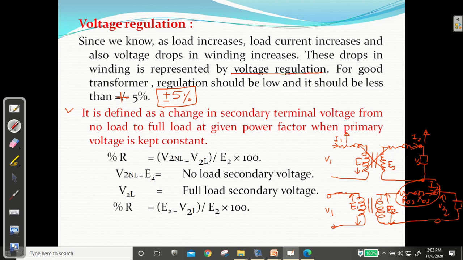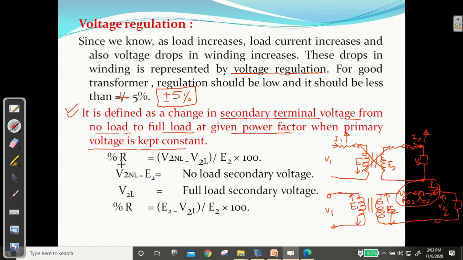So we can say, what is voltage regulation? It is defined as the change in secondary terminal voltage from no load to full load at given power factor when primary voltage is kept constant. That is the condition we have. Primary voltage has to be kept constant. If your primary voltage changes, E1 will change, obviously E2 will change, V2 will change. So no. Regulation means only due to the change of load. So we have to keep it constant.